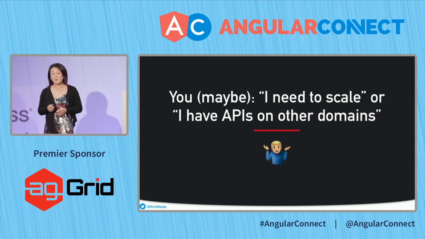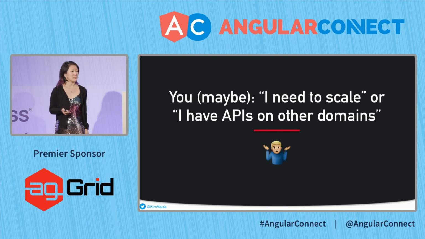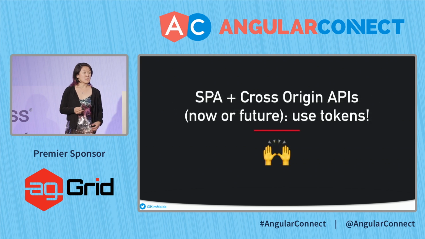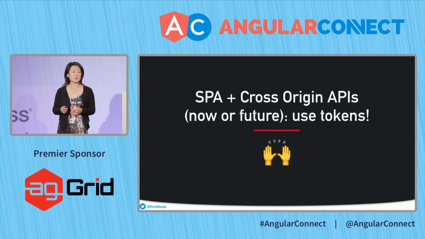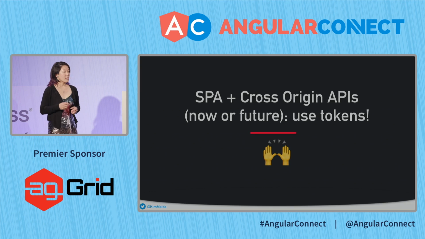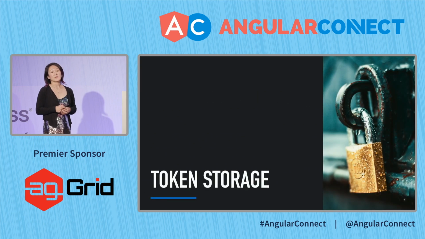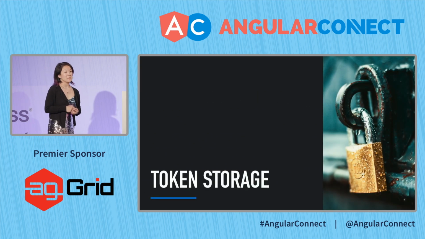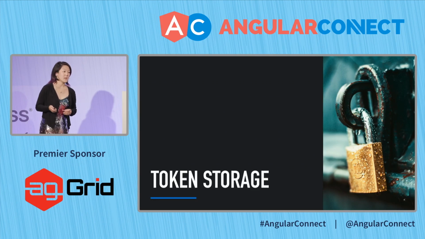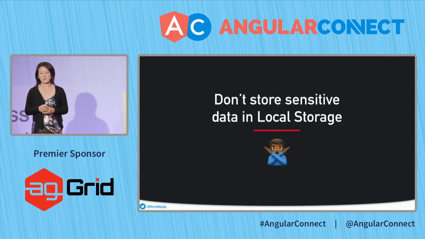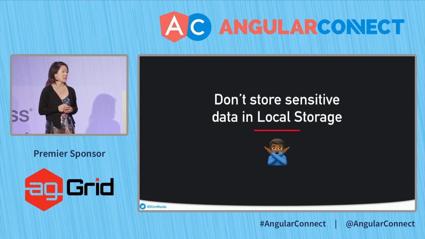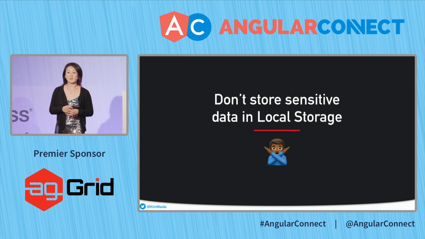But if you do know that you're going to need to scale, or if you already have APIs on other domains, or you know you're going to implement some soon, then really the solution is to use tokens. So on the topic of tokens, I want to talk for just a moment about storing them. And really, you should not store sensitive data in local storage. The problem with this is that local storage has a distinct lack of data protection.